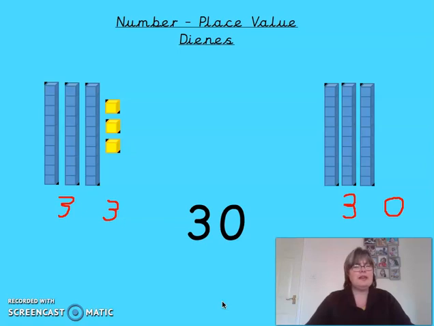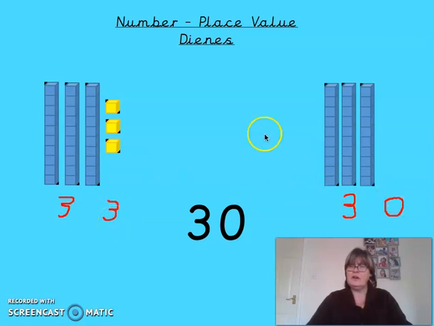Now, this is a bit more tricky, isn't it? Because they both have a 3 in the tens column. They both start with a 3. So we can't look at the tens column to figure out which one is the largest number. So we then have to look at the ones column. So if the tens column is the same, we need to look at the ones column.